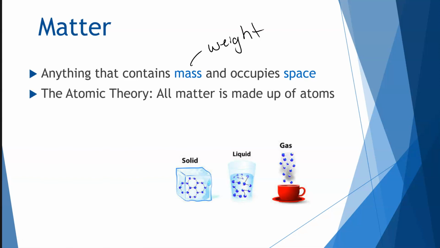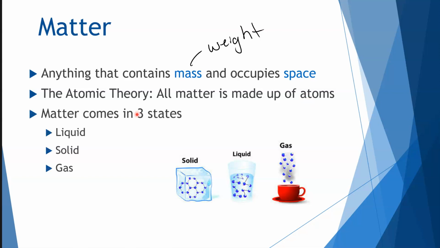One thing that comes up here as we talk about matter is the atomic theory. We've talked about what a theory is so far, and the atomic theory is that all matter, so everything that has a mass and takes up space, is going to be made up of atoms. In particular, you may remember this from elementary school days. Matter consists of three states. We have liquids, solids, and gases.